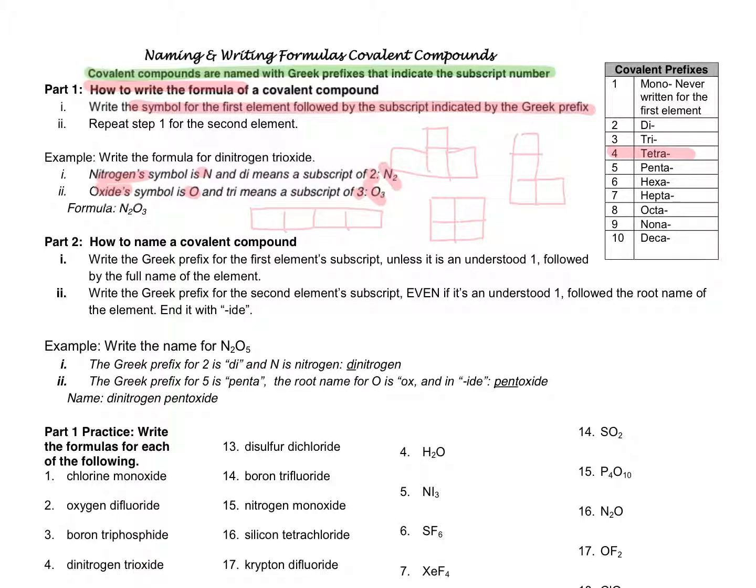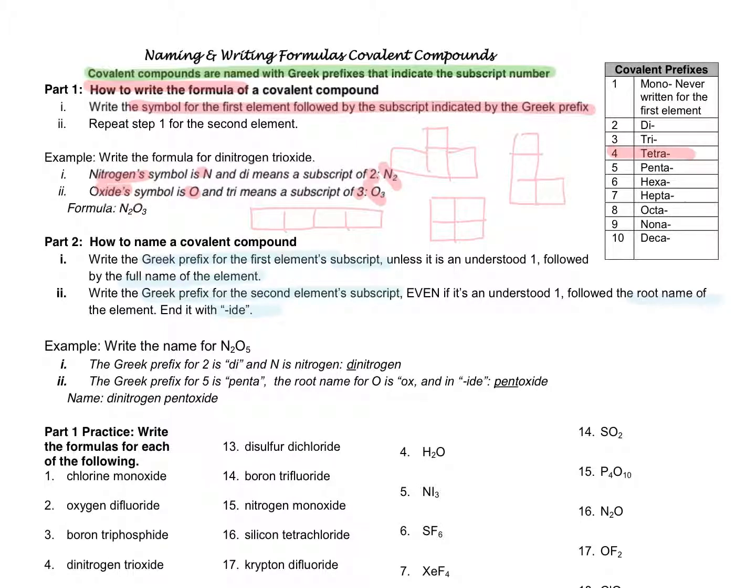So, how to name covalent compounds. We just looked at how to write the formula; now, how to name it. You write the Greek prefix for the first element's subscript, unless it's 1, followed by the full name of the element. Then you write the Greek prefix for the second element's subscript, this time even if it is 1, followed by the root name and "-ide". So no matter what, you end them in "-ide". Just like the last nonmetal in an ionic compound ends in "-ide", the last nonmetal of a covalent compound ends in "-ide".